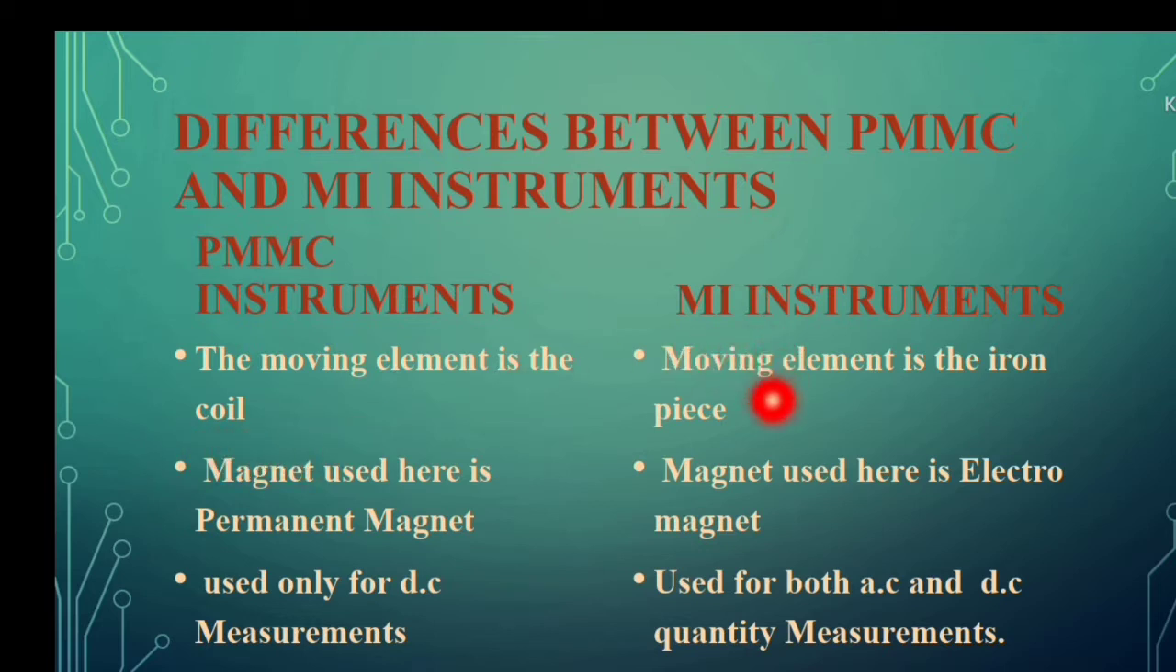Regarding the constructional part, in the case of PMMC instruments, the moving element is the coil, whereas in the case of MI instruments, the moving element is the iron piece. The second major difference is the magnet. In the case of PMMC instruments, we make use of a permanent magnet to create the magnetic field, whereas in the case of MI instruments, we make use of an electromagnet to produce the magnetic field. These are the major differences between a PMMC instrument and an MI instrument.